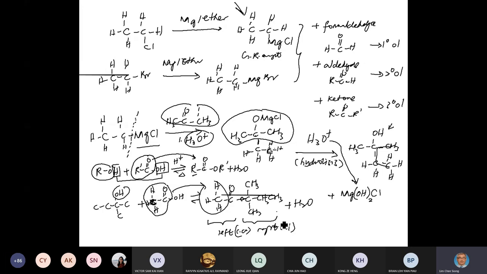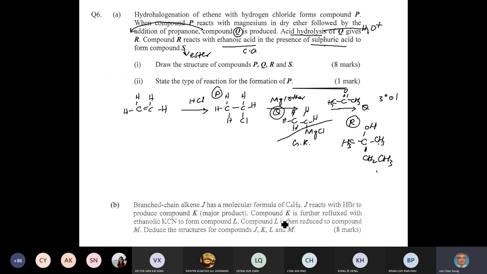Done? Done, sir. Okay, so this is the way that we're going to study, and afterwards we're going to proceed to the following part. This is the following B. Okay, once again, I won't give you any answer. You try first. Compared to the 6A, the hints are quite similar. You do it first before I give you the answer.